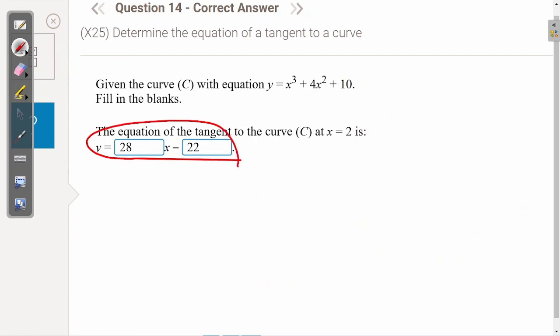So basically, you first find the derivative and you find the slope at x equals 2, and then you find the y by substituting the x into this, and then substitute that point in the equation that you got to get the negative 22.